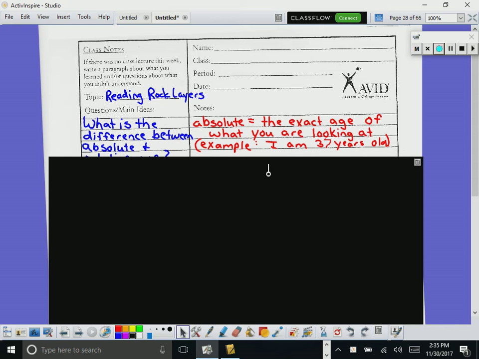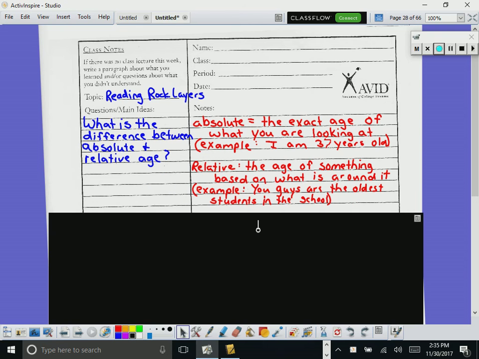The one we're really going to deal with today is what we call relative age. Relative age is the age of something based on what's around it. Like you guys, it could be determined that you're the oldest students in the school because you are on the 8th grade hallway and this school only goes up to 8th grade. So it can be concluded that you are the oldest. Scientists use this a lot when determining how old something is. They don't really know exactly how old it is, but they know that this one thing is older than something else because of where it's located. That's kind of how they use relative age.